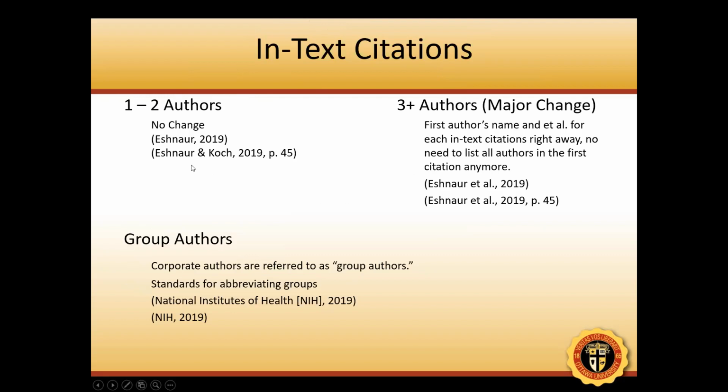For in-text citations, this was a large change, but 1 to 2 authors is still the same. But now, when you have 3 or more, you go ahead and jump right into the et al. format instead of listing all the authors out the first time. So personally, I think that's going to be easier for students to know that they just need to go straight into that format. You'll have to do a little bit more work on the reference page, but for citations, that should be easier for them to learn and utilize.